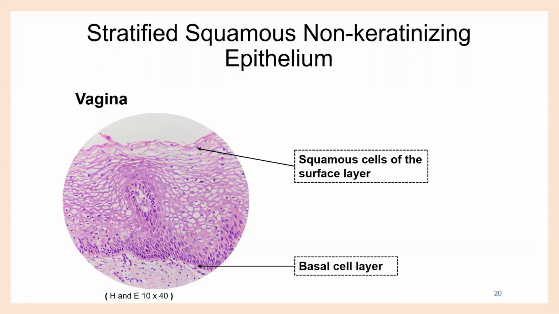This is a section from the vagina, again H&E 10 to the power 40 high magnification. You can see the basal cell layer, which has a cuboidal shape, and the basement membrane and the connective tissue here, and then several layers of cells. As it goes up, you can see that the cells are becoming more and more flat, and you can see the nuclei up to the topmost layer. The top layer is lined by squamous cells.